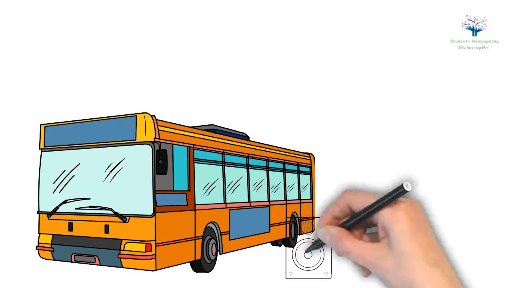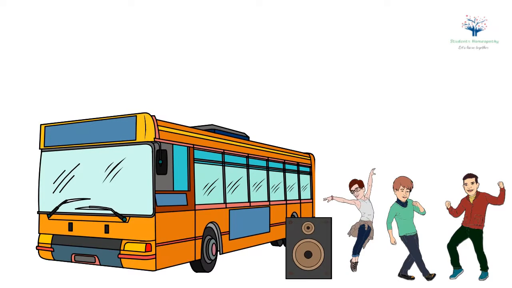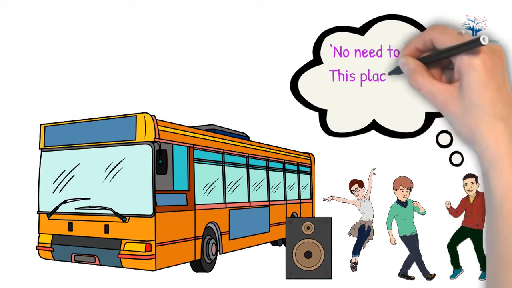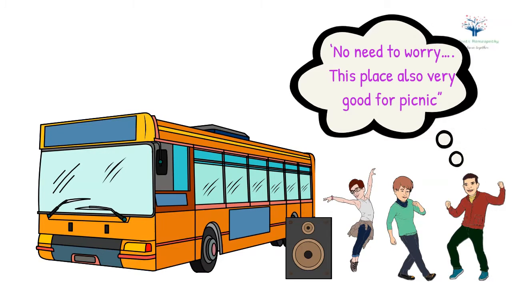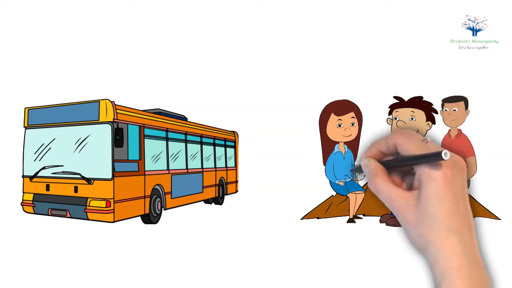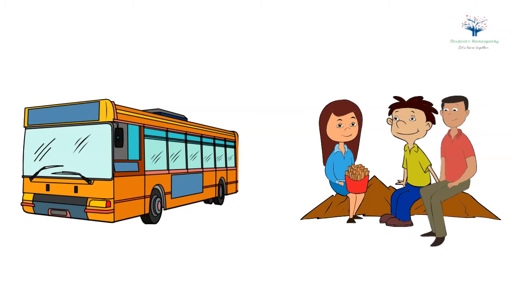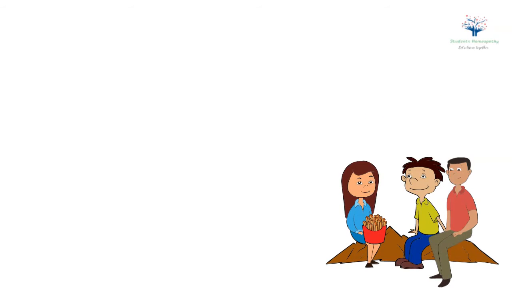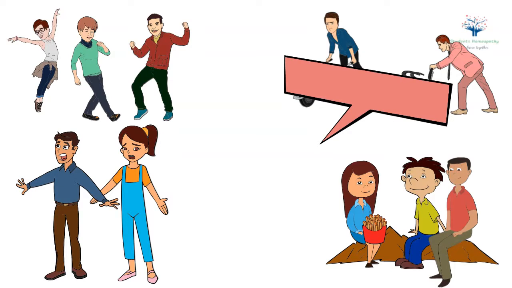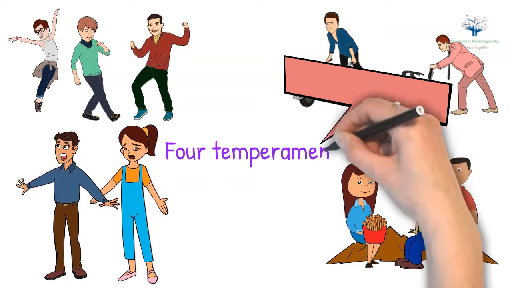Another group increased the volume of the music and danced merrily across the fallen tree. They shouted at others, "No need to worry, this place is also very good for picnic." Whereas another group of students sat down on the nearby rocks, watched and waited patiently while enjoying the snacks in between. So, in this story, we have 4 groups of students having different mindsets or mental characteristics, and each of these groups represents one individual temperament.